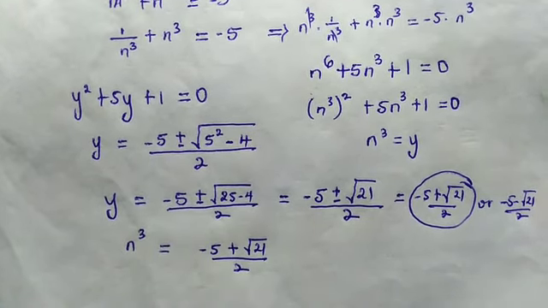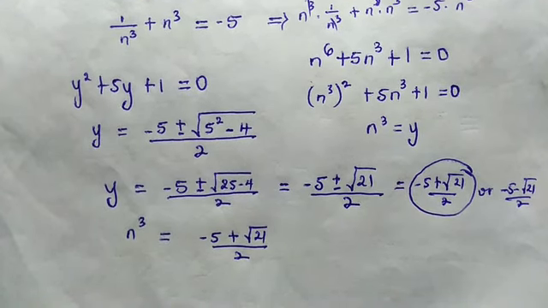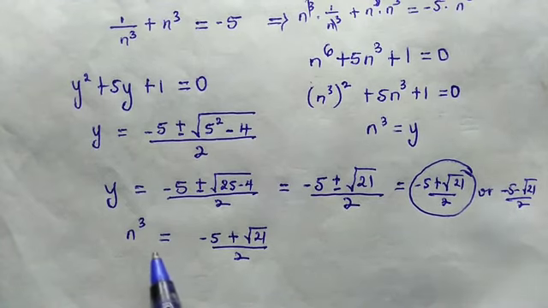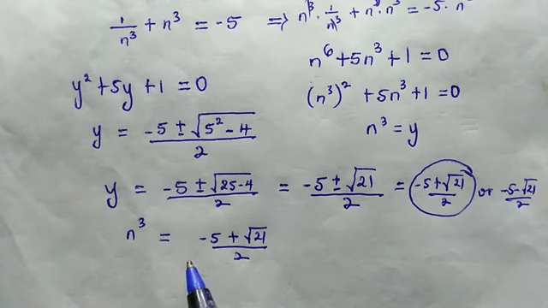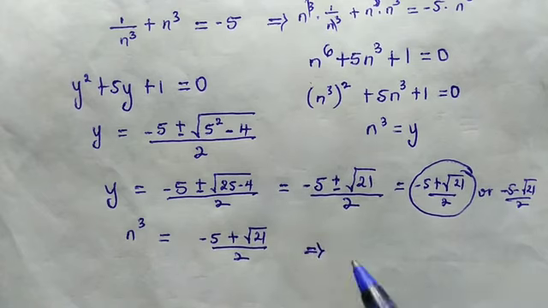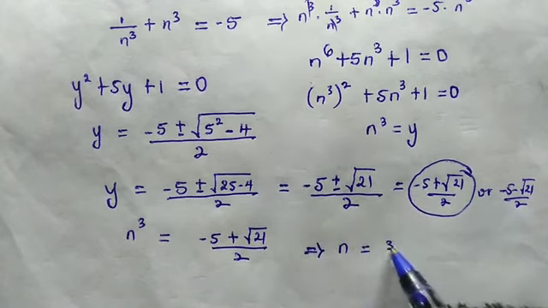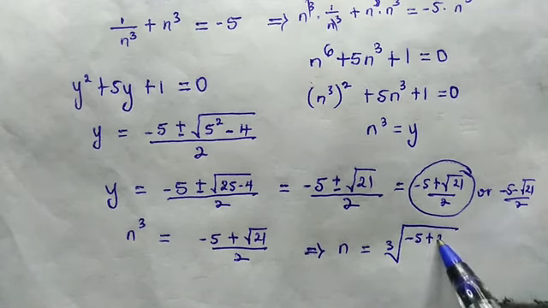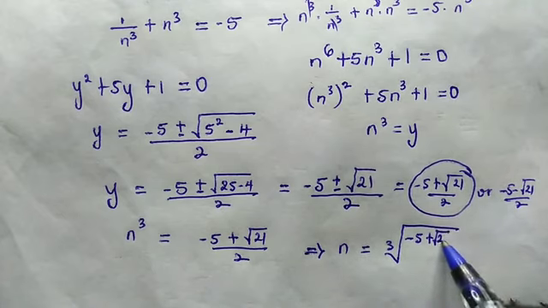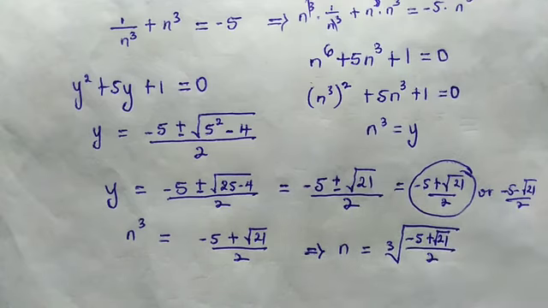Now, there's something you need to know here. Assuming the question asks for all values, both complex and real, we would solve for the nth root of unity here. But since we are looking for a real value, we're going to take the cube root of both sides. So from here, this implies that n is equal to the cube root of negative 5 plus root of 21, right? Then all over 2.